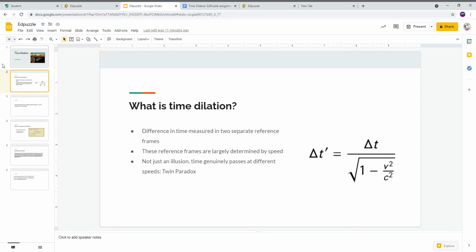And to add, this isn't just an illusion. It's a real thing. Time would genuinely pass at different speeds if we were ever able to create objects that could go this fast. An example is the twin paradox, where if one of two identical twins were to leave Earth on a spaceship at an extremely high speed close to c, then if they returned, relative to the first twin they would be much younger, as time had dilated and gone much slower for them.